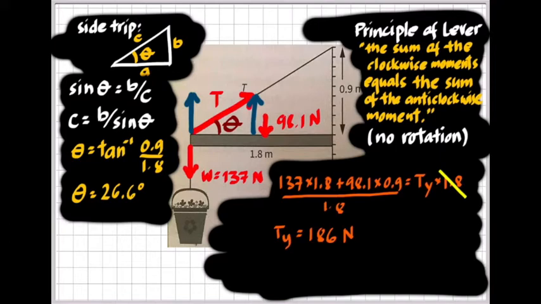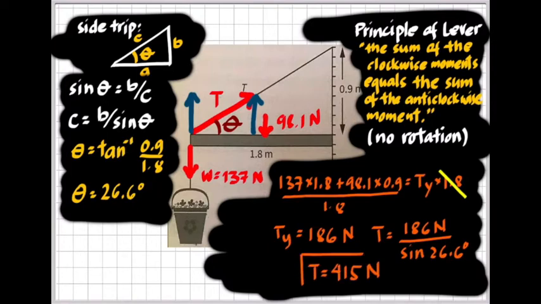Now for the tension, we follow the formula from the side trip, which is this C, or the tension, equal to the side C, or the vertical component of tension, divided by the sine of the angle 26.6 degrees. The force exerted by the cable here, therefore, should be 415 newtons.